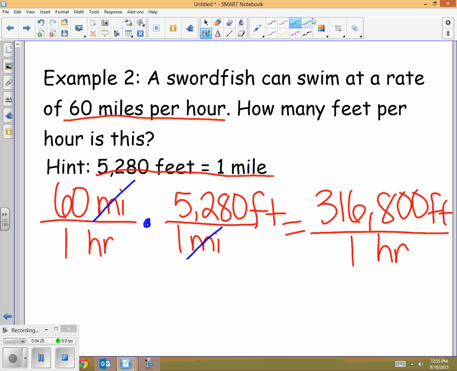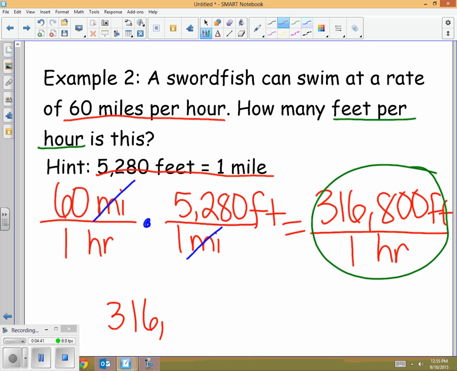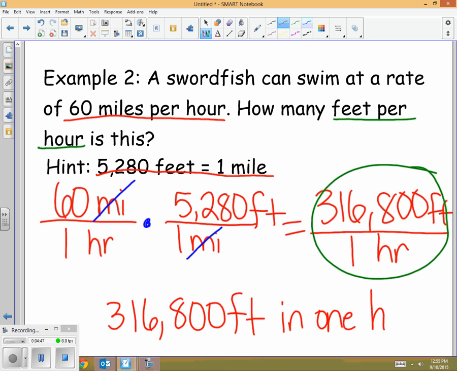Notice the question is asking in feet per hour, and our answer is also given in feet per hour. So the swordfish can travel or swim 316,800 feet in 1 hour. You have successfully answered the question, and let's go on to example 3.